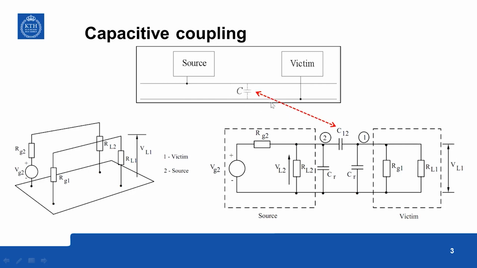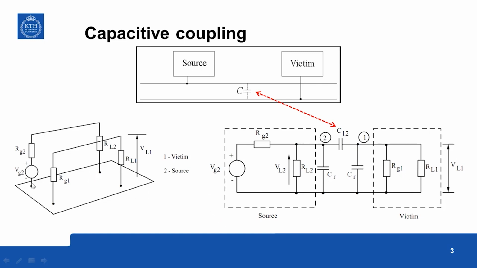The coupling is between two circuits, the source circuit and victim circuit. This is the source circuit and this is the victim circuit. We use subscript 2 for the source and 1 for the victim. And that coupling capacitance, let's say it is C12. Now we can re-represent this scheme in a more convenient fashion as shown here.